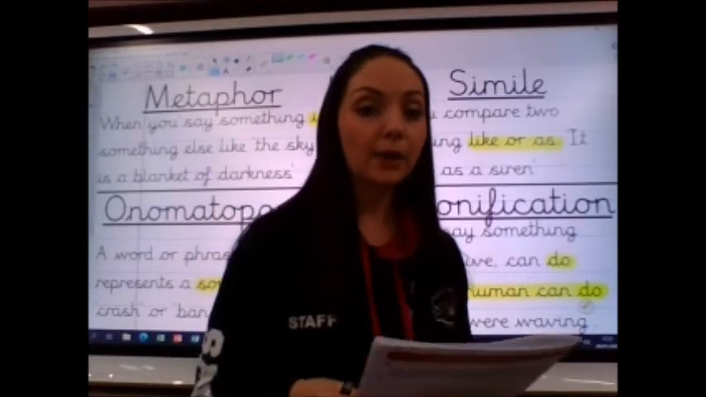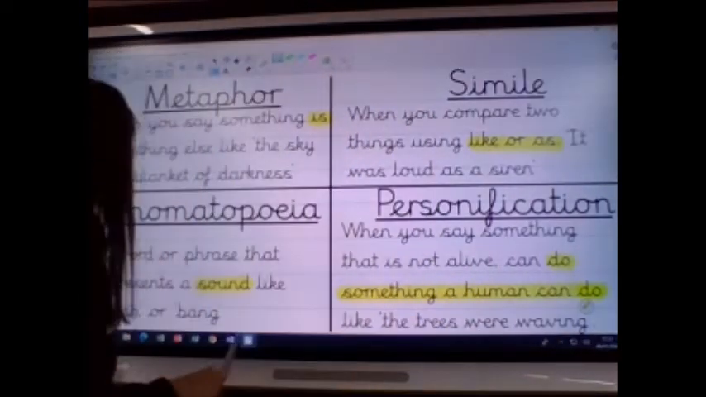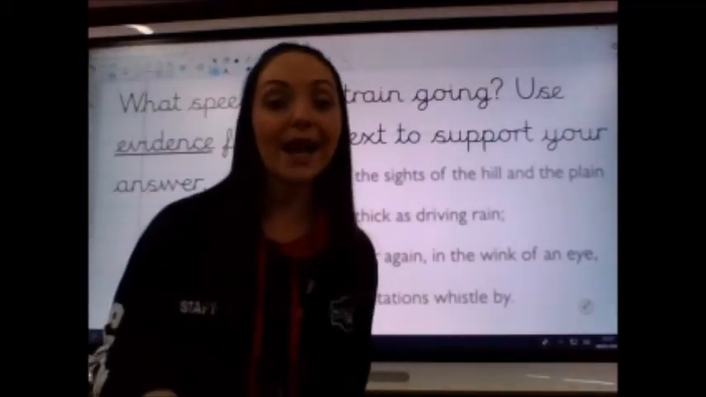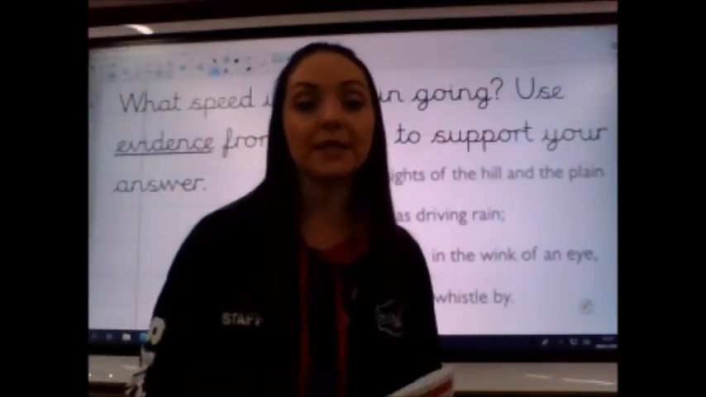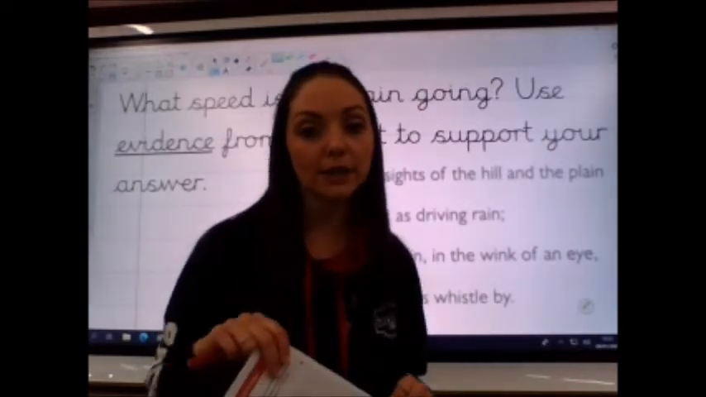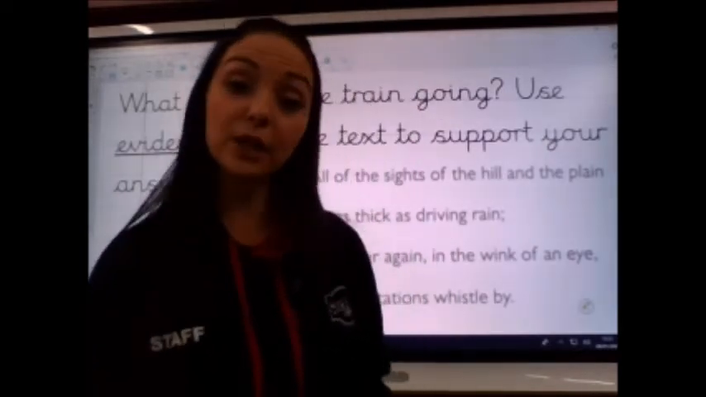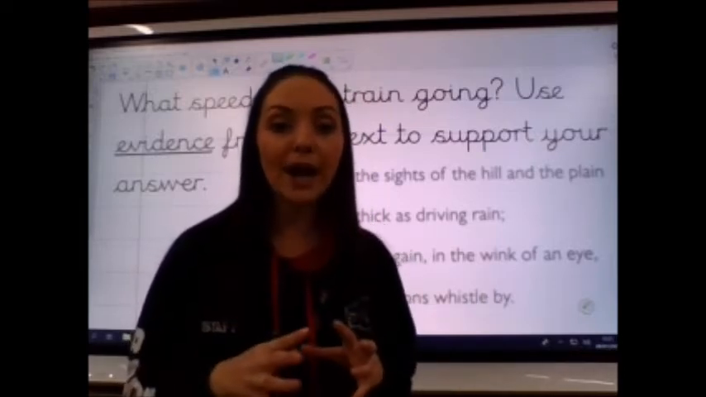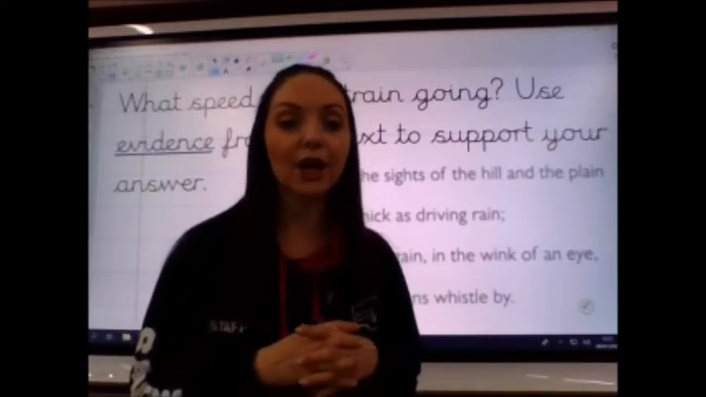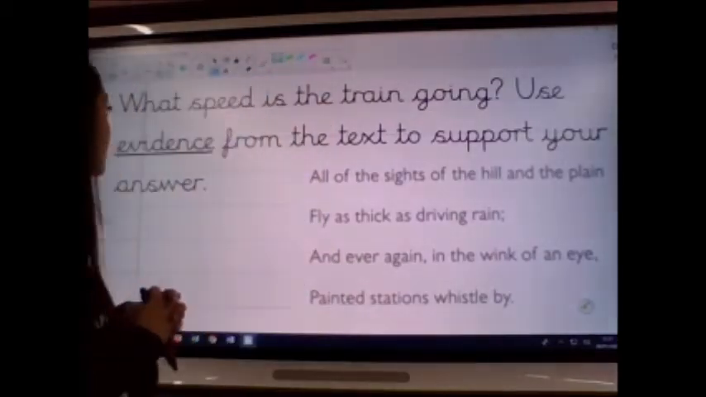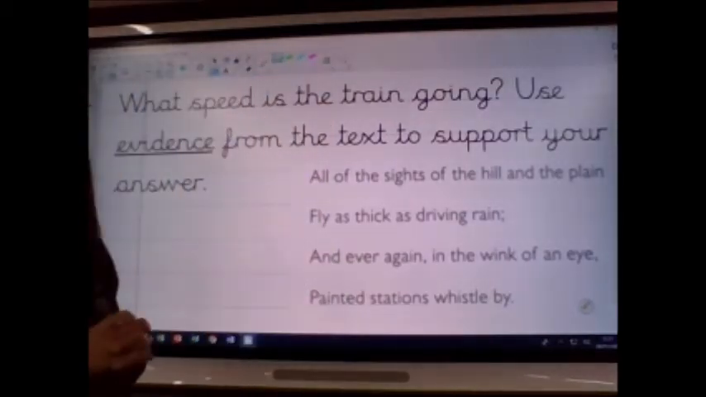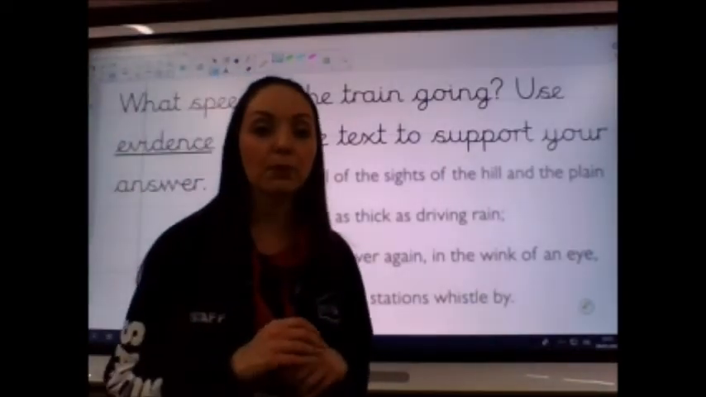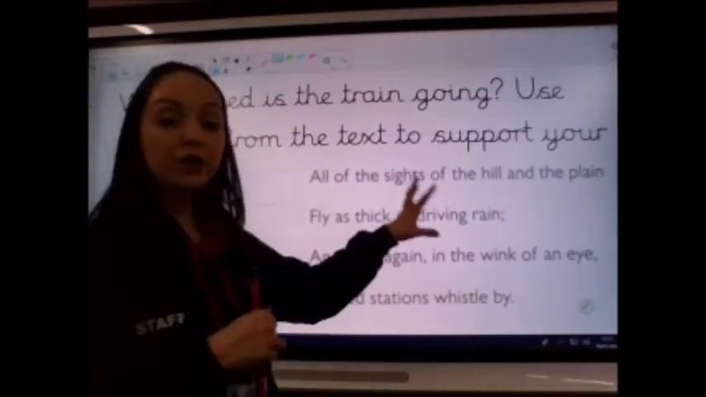Okay, so those are all of the questions that I want you to do in your book for today. Okay, so I have got another question for us to have a go at, just because I want us to practice using the evidence from the text, because that comes up quite a lot in our reading comprehensions, and we did that on Friday. So hopefully you're well practiced. We're going to have another go today, and hopefully you'll know what you're doing. So this one says, what speed is the train going? Use evidence from the text to support your answer. So we're going to do this one together.